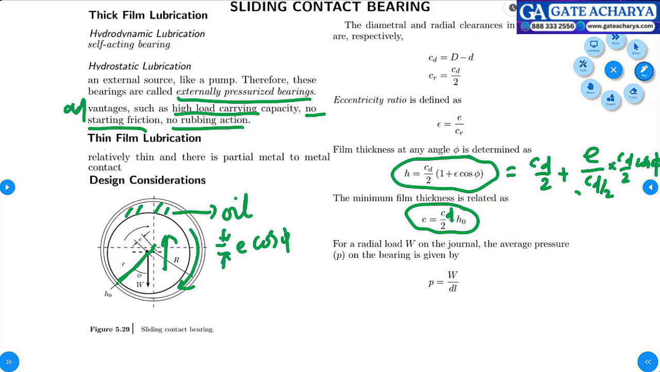That is nothing but capital D minus small d. You will be left with that distance. In that you remove this h naught here. When you say in the vertical direction, you need to add this one, so plus E resolved along this one, E cos phi. CD by 2 is constant for both minimum film thickness and any angle phi. In one you should add E cos phi, in one you should remove this h naught.